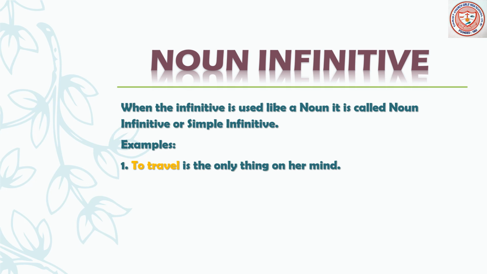Let's go through some examples. Number 1. To travel is the only thing on her mind. In this sentence, to travel is a noun infinitive because it is acting as a noun in the sentence. Next example. Number 2. To study is our duty. In this particular sentence, to study acts as a noun. So, to study will be an example of noun infinitive.